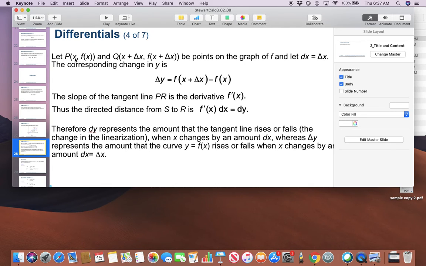If P(x, f(x)) and Q(x plus delta x, f(x plus delta x)) are points on the graph of f, let dx be delta x. Then the corresponding change in y is delta y. What is the corresponding change in y? You are using the actual f. Whereas when you use the slope, that is f prime, you get dy. So dy is usually very close to delta y as long as delta x is very small.